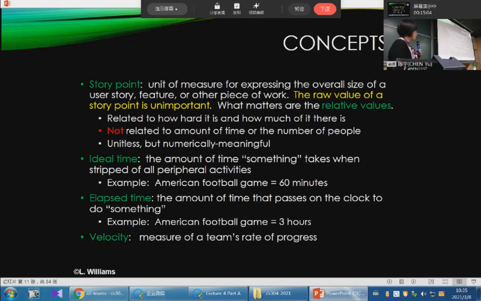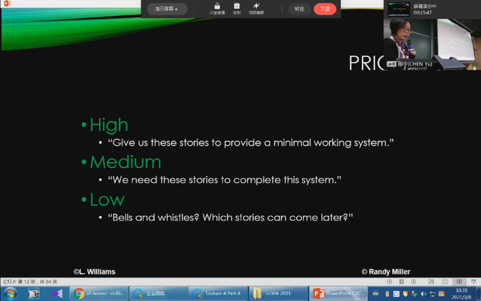Ideal time is basically when you don't care about all the other activities. Like when you watch a football game, for example, 60 minutes is the total time, even though in the middle they have a break or anything like that. But elapsed time is more like the whole time that you are doing something, for example, 3 hours for a football game. And then velocity is just trying to measure your rate of progress. This is good when you want to measure how well you are progressing for your report, for your projects.